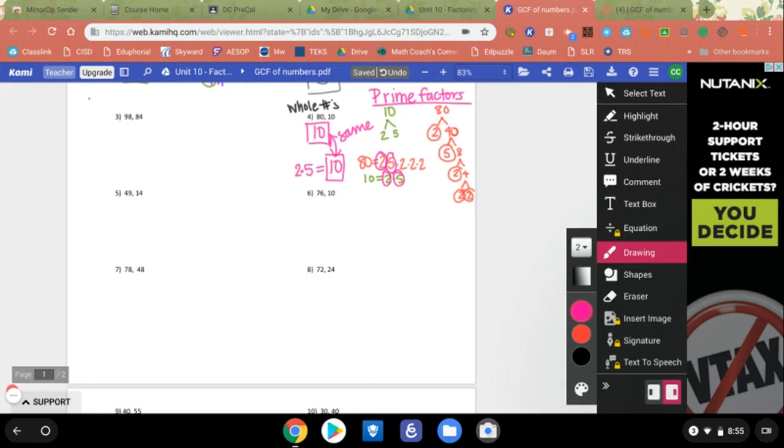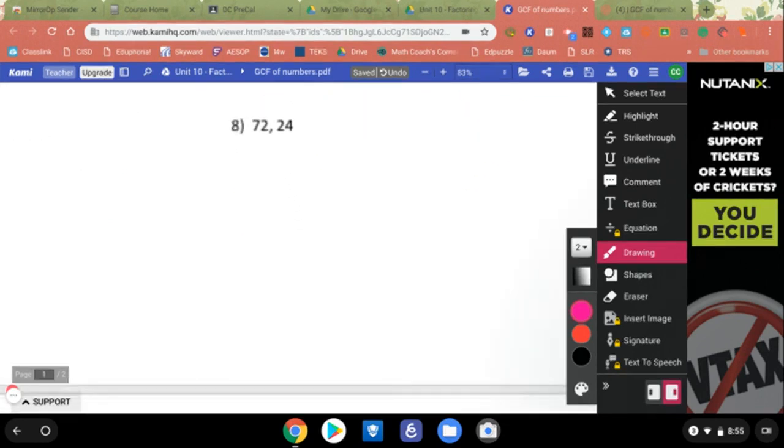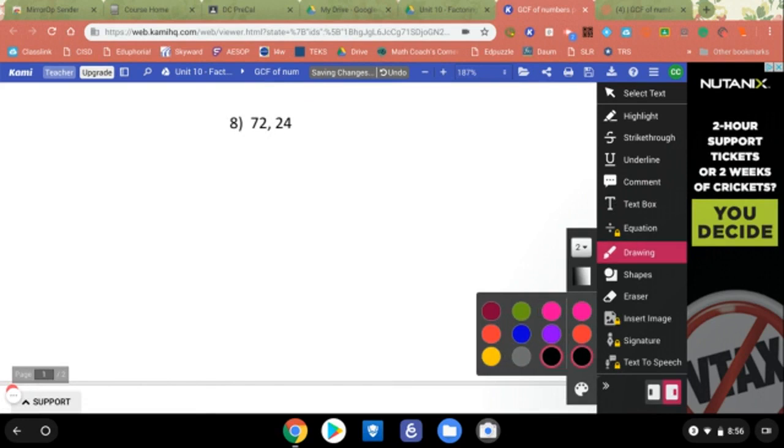I'm going to do one more with you. I'm going to do question number 8 with you. So we're going to start off with 72, and I'm going to do this one using y equals. So y equals 72 divided by x. So if you haven't typed that in yet, go ahead and do that. I'm actually doing that right now. I'm typing in 72 divided by x.